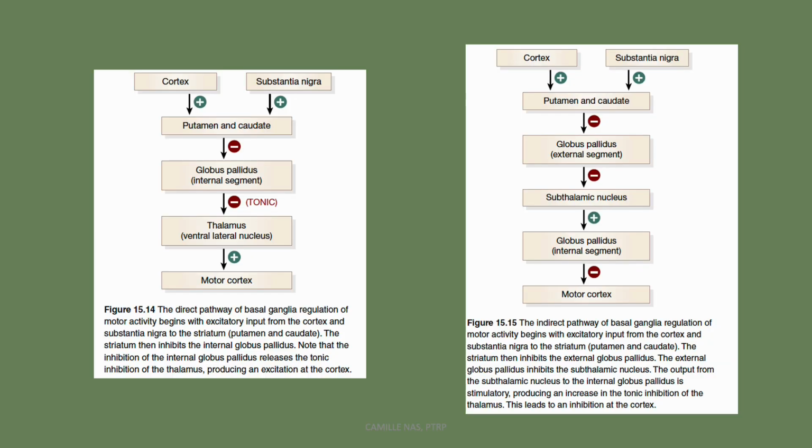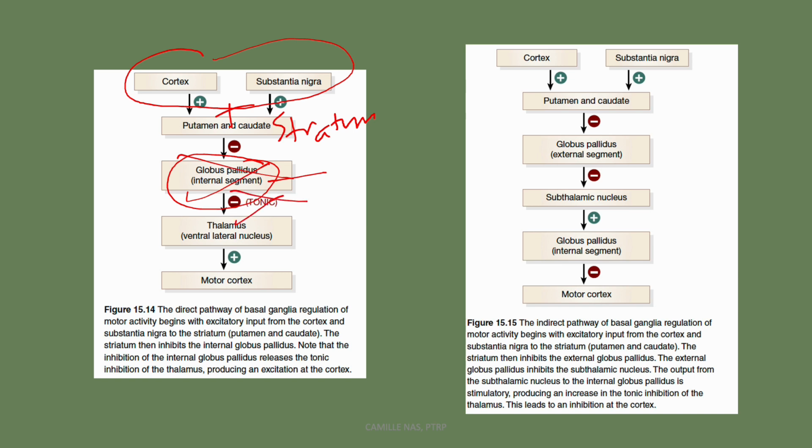Again, no, one more time. For the direct pathway, this will result to an excitatory output to your motor cortex. So, it will start with your cortex and substantia nigra sending excitatory input to your striatum. Your striatum is inhibitory, will send inhibitory input to your globus pallidus internal. So, wala ngayon tong action, wala tayong tonic inhibition. Therefore, mas-stimulate si thalamus to do its job, which is to excite the motor cortex, producing now your muscle activity.